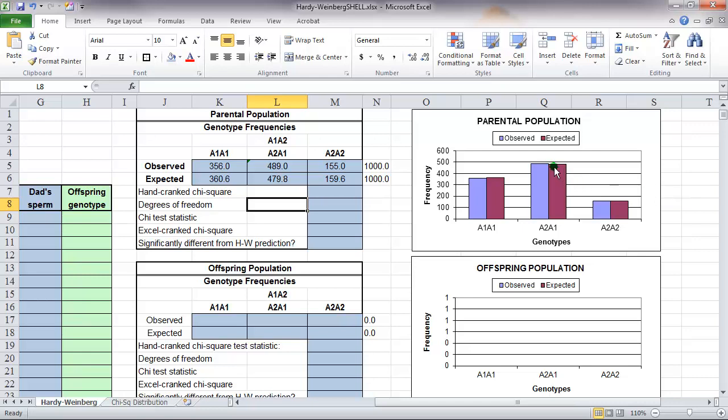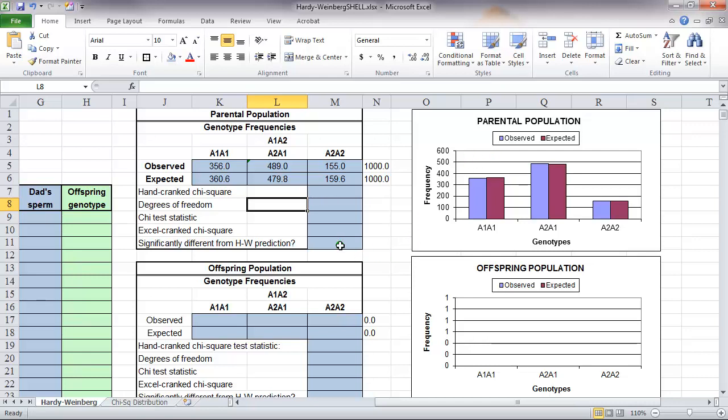What happens, though, if these numbers and bars don't align so well? Let's assume that the red bar drops and this red bar over here increases. Then suddenly we're in a position where we need to determine if the population is in Hardy-Weinberg equilibrium or not. And traditionally, we answer that question with a yes, it is in Hardy-Weinberg, or no, it's not in Hardy-Weinberg.